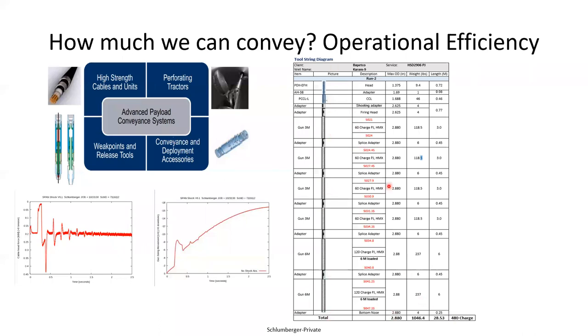This is one job that we did here in Egypt, and we can see this gun is a 2.78-inch gun. In this case, the total length that we conveyed was a 28 meter gun length. So 28 meter gun length is around 80 feet.